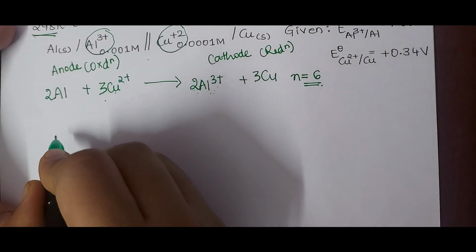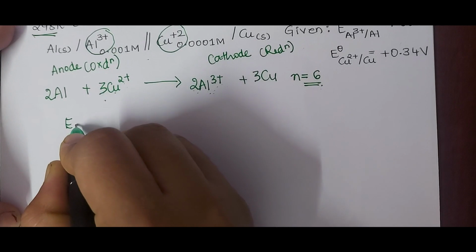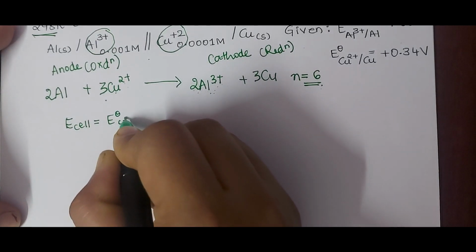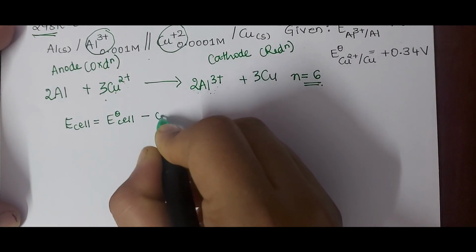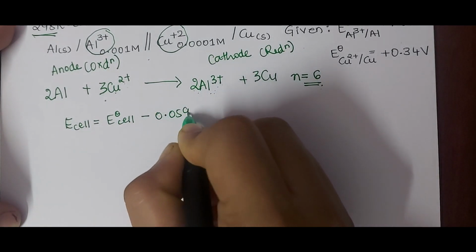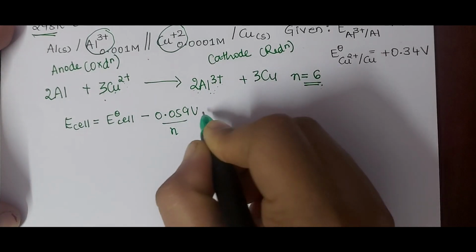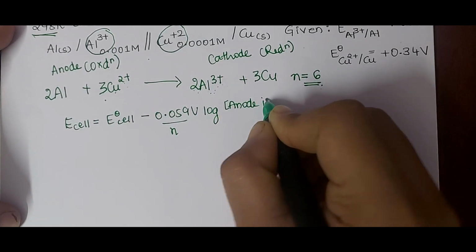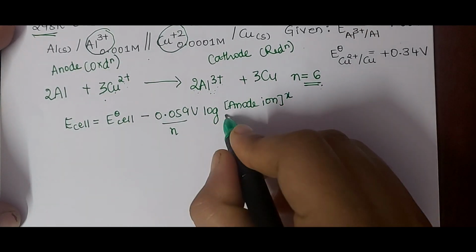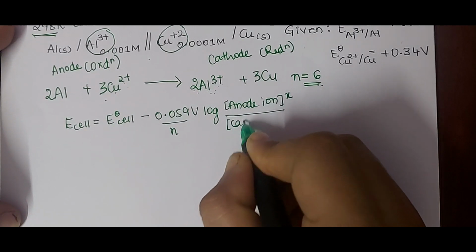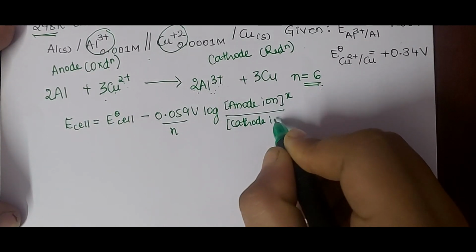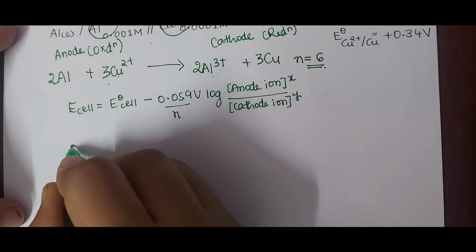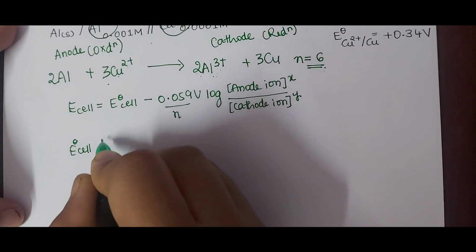So the Nernst equation here we can write as E cell equal to E naught cell minus 0.059 volt divided by n, log of anode ion to the power x divided by cathode ion to the power y. Now we'll substitute the values. E naught cell we'll find out first.